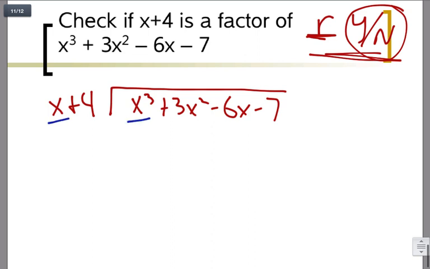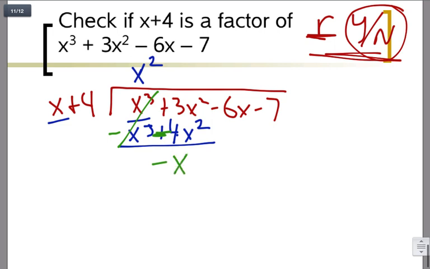X turns into x to the third if you multiply it by an x squared. So I distribute that to the x. It gives me x to the third. Then times the 4 gives me plus 4x squared. And then I go ahead and change the signs. And those cancel. This turns into a negative x squared. Bring down my negative 6x.